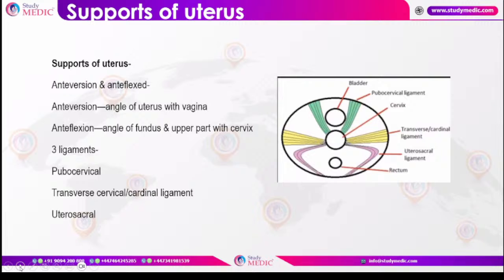And then you have three ligaments. So one is the pubocervical ligament. In this picture, if you see, this is a U-shaped ligament, as the name suggests.